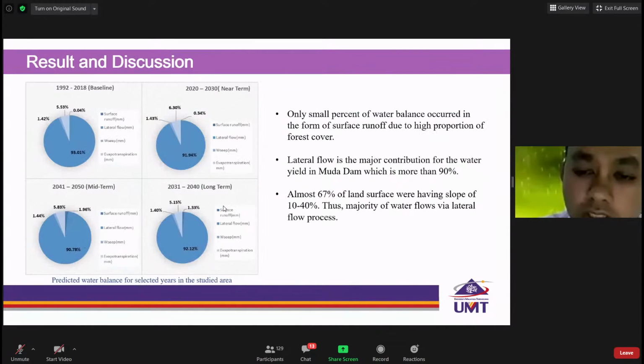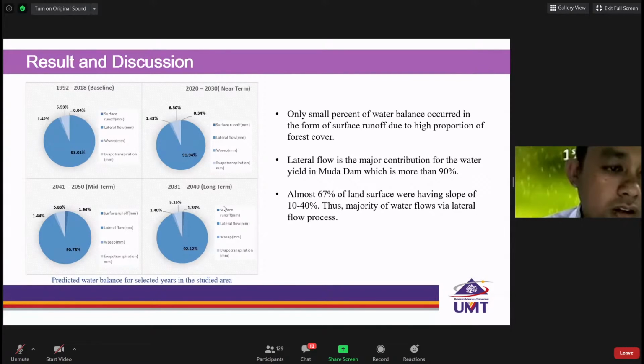Now, this is the finding from the SWAT analysis. If you can see from this figure, most of the water yield coming from the Ulu Muda Forest Reserve is basically from the lateral flow or from the groundwater flow. It is because most of the land use or land cover at the Ulu Muda Forest Reserve is basically the forest itself. A small portion of the water balance from the Ulu Muda Forest Reserve is in the form of surface runoff. Then we have evapotranspiration, and then we have seepage. And the large chunk of water percentage at the Ulu Muda Forest Reserve, of course, comes from the lateral flow, almost 90 to 93%.